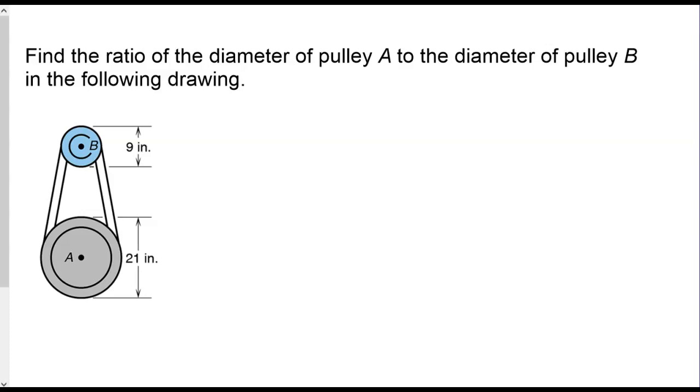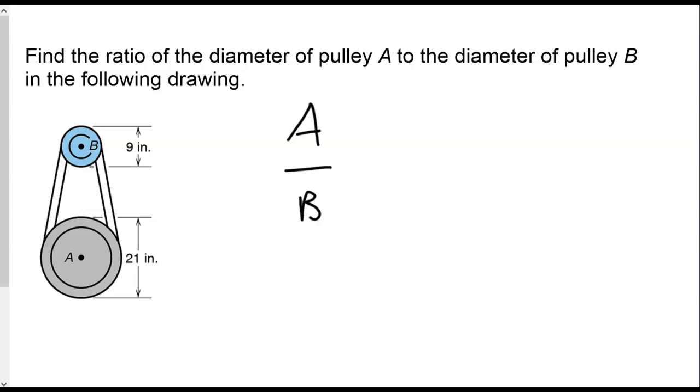So let's look at another problem. We're going to find the ratio of the diameter of pulley A and the diameter of pulley B in this drawing right here. Go ahead and pause, and you can read the problem, and maybe try to solve it if you want. Okay, we're back. Looking at this, again, we know that it is a ratio, and notice it wants the ratio of A to B.